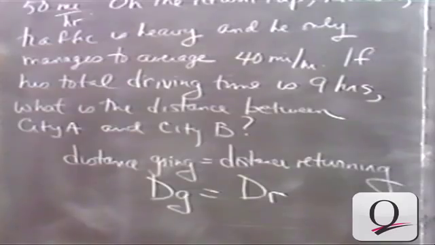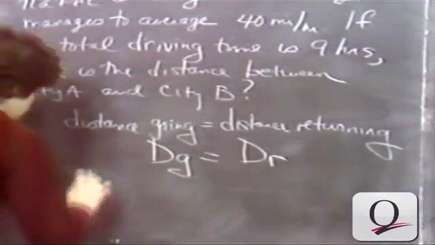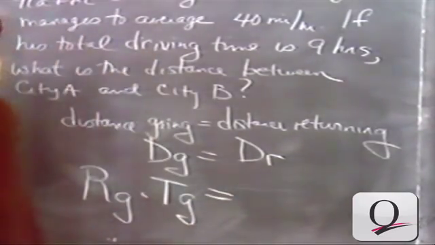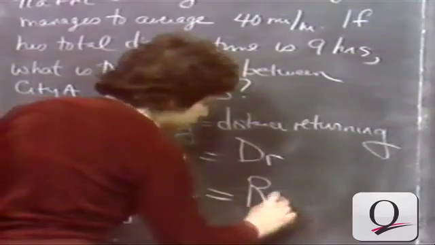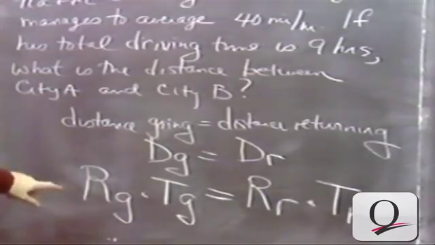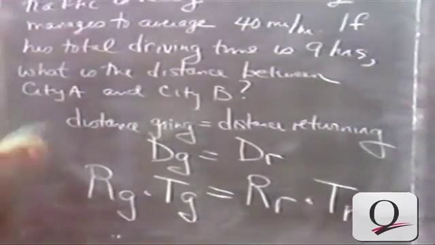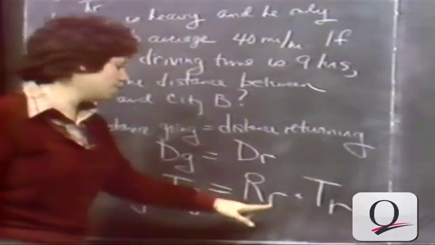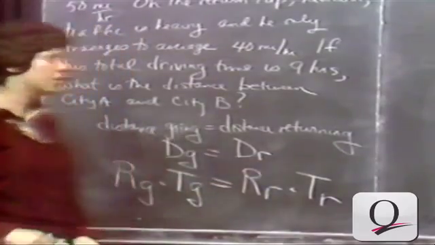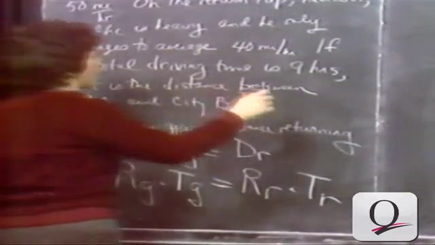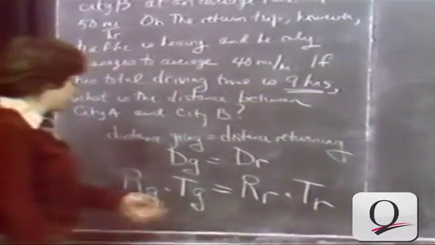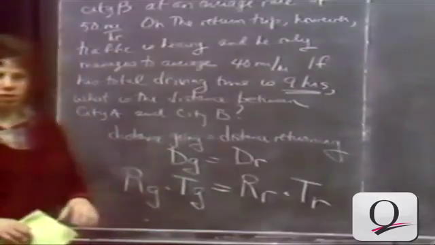Now, distance is rate times time. So, the rate going times the time going must be equal to the rate returning times the time returning. We are told his rate going, which is 50 miles per hour, and his rate returning, which is 40 miles per hour. We're interested in the time going and the time returning. We are told the total driving time is 9 hours. That is, the time going plus the time returning together equals 9 hours.